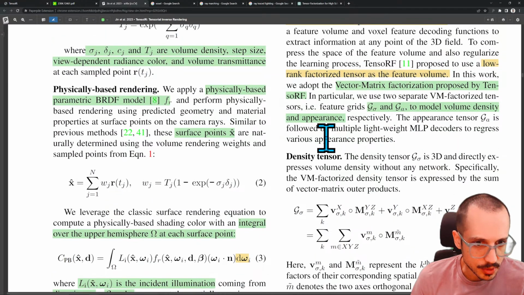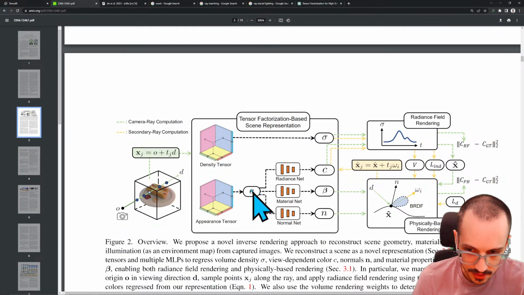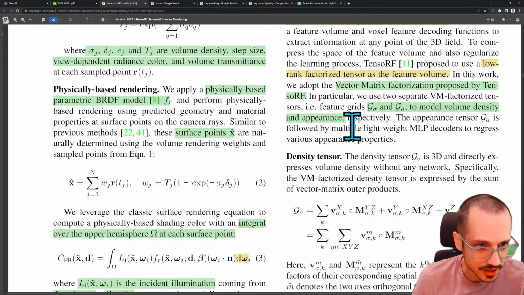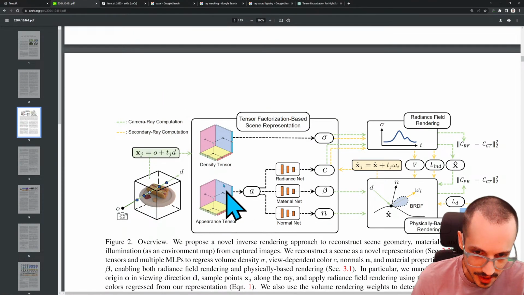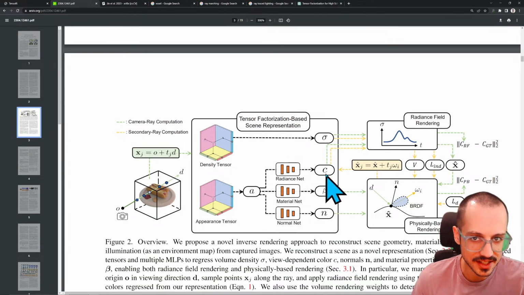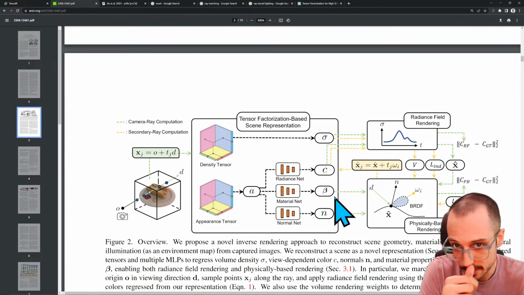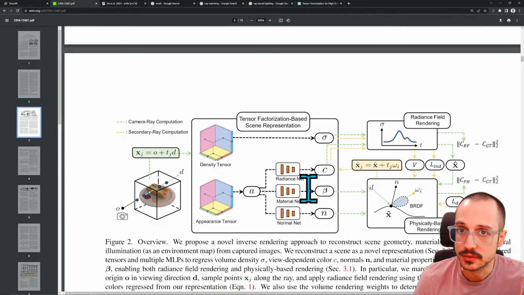The appearance tensor is followed by multiple lightweight MLP decoders to decode various appearance properties. Okay, so that's actually here. That's what this alpha is here, or this A. Okay, this makes a lot of sense. So here, the 5D tensor that they're referring to is actually this part here. So they have a separate density tensor, a separate appearance tensor, and then the appearance tensor is actually what gets fed into the radiance net, into the material net, into the normal net, and then gets used to produce the individual color, roughness, and normal for an individual point in the 3D volume. So that's kind of cool.